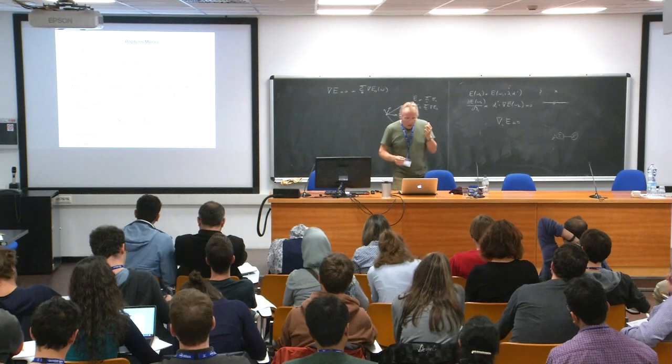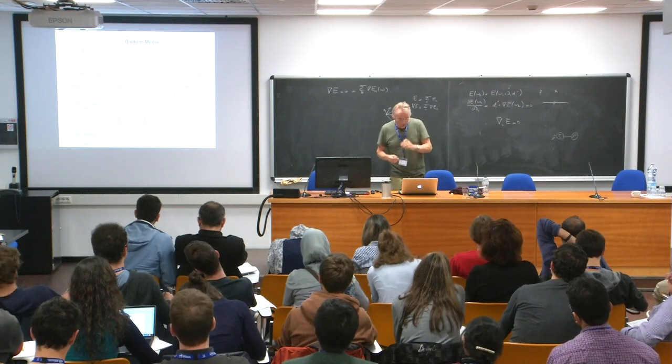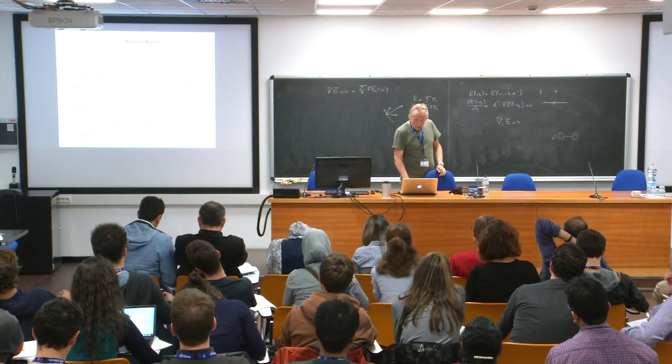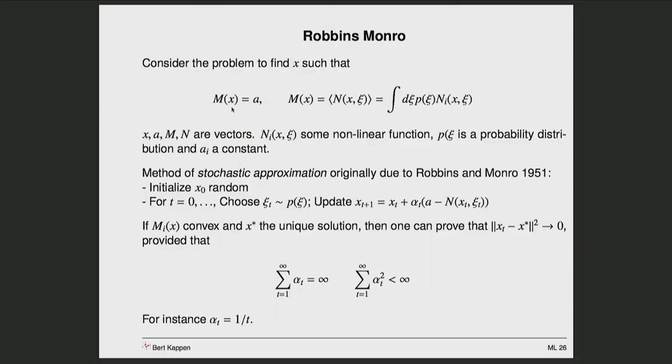So in general, the Robbins-Monro setting is the following. Instead of W, we have X as the thing that we want to solve. We have M(X) = A. This is a high-dimensional, multi-dimensional problem, with many equations and many variables. The setting is that M(X) is a sum of terms. In fact, you can think of it as a probability: there is some random variable, and it is made out of a sum of terms.